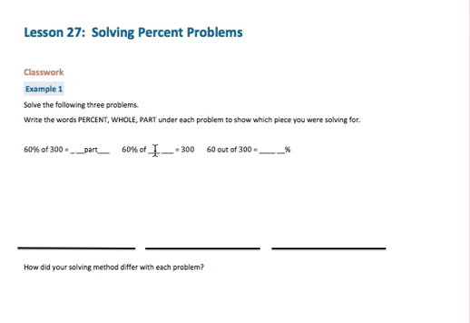In the second problem, it says 60% of blank equals 300. We have the percentage, and 60% of a blank suggests that the blank is the whole. And finally, 60 out of 300 equals blank percent is very clear. We're looking for the percent.